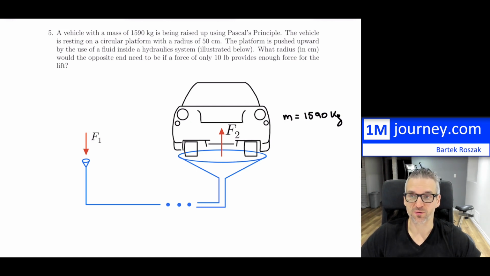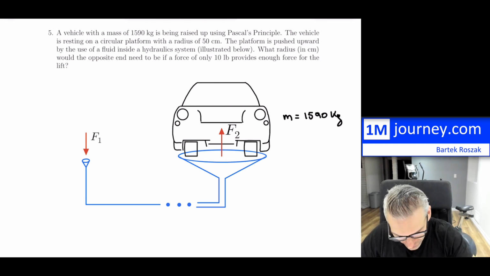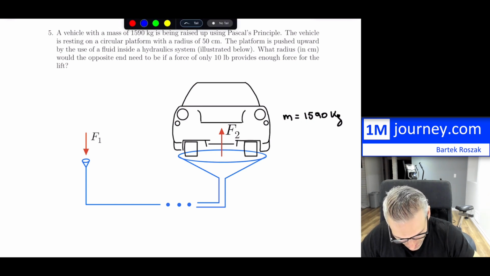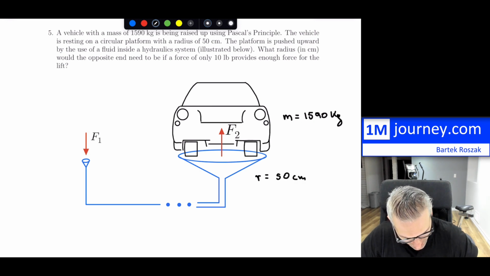And now the vehicle is resting on a circular platform with a radius of 50 centimeters. The way that this platform has been drawn, it looks like it's a lot bigger than that. But what we're looking for is that it has a radius, and this particular radius is 50 centimeters. Of course, you can change that back to meters if you want to, so that would be just 0.5.